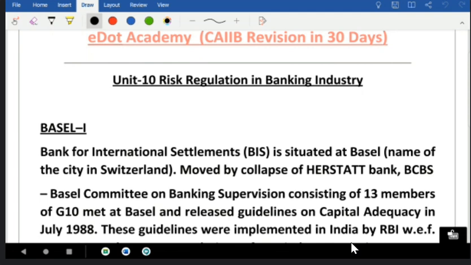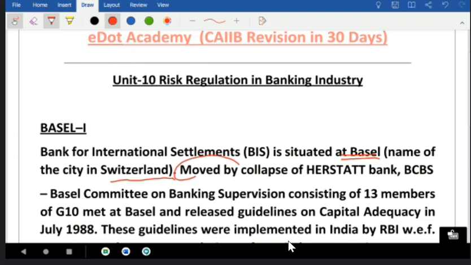So today we have reached unit 10, that is, the name of the unit is risk regulation in banking industry. And this is module B of BFM. So starting with the chapter, we first start with what is Basel 1. Okay, so Bank for International Settlements situated in Basel. Basel is the name of a city in Switzerland.